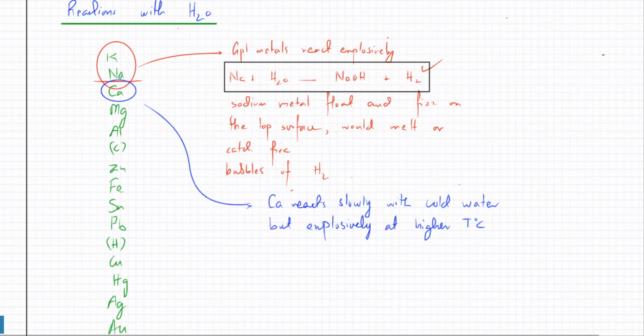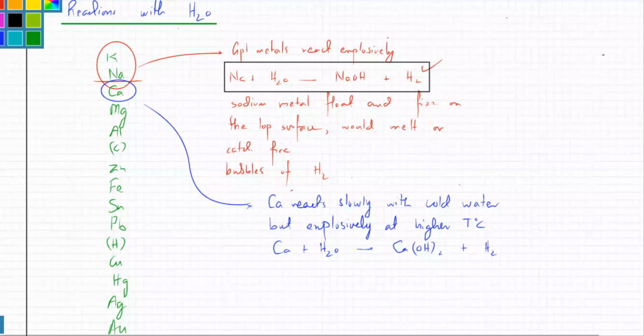So what you'll see is that the reaction is slow. With cold water, it's exactly the same reaction. Calcium would react with water and turn into calcium hydroxide, plus hydrogen gas would be given off. But since it is a slow reaction, very slight effervescence is seen.